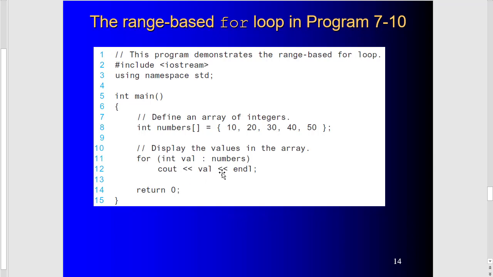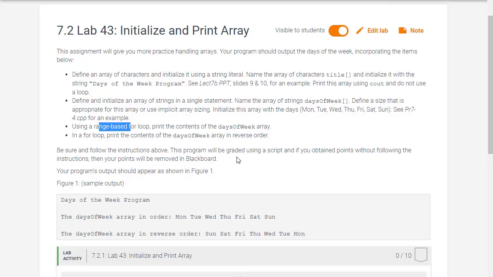And so when we see out val, we're outputting the 10. The next time through this loop, val will hold the 20, so we'll output the 20. The next time through this loop, val will hold the 30, so we'll output the 30. You don't have to keep up with the number of elements in this loop. It's done for you behind the scenes. This range-based for loop will go through every single element in the numbers array. So we're going to use that in our program to output our days of week array.